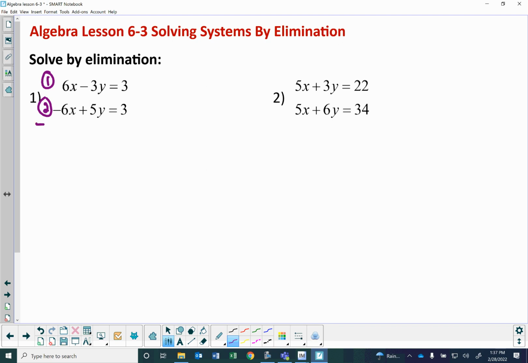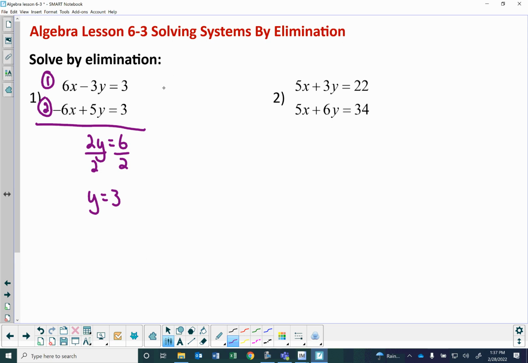So if I just add these two equations together, I can eliminate x, which is the whole point of the elimination method, to get rid of or eliminate a variable. So if I add these together, the x's cancel out. Negative 3y plus 5y is 2y, and 3 plus 3 is 6. So now I have 2y equals 6. Divide both sides by 2, and y equals 3. Now I can simply plug it into either equation and solve for x.